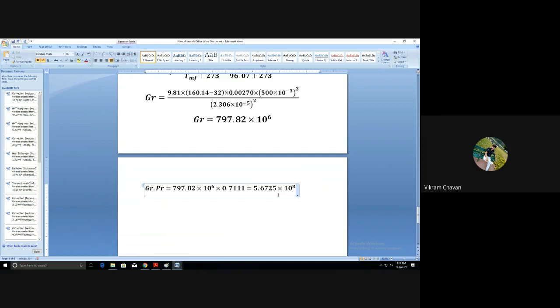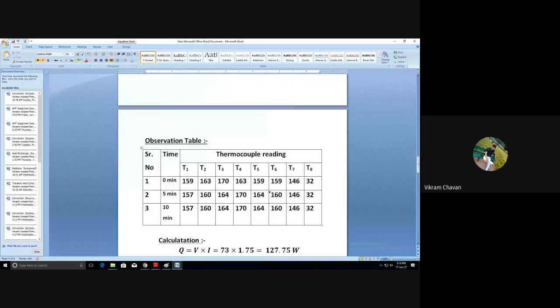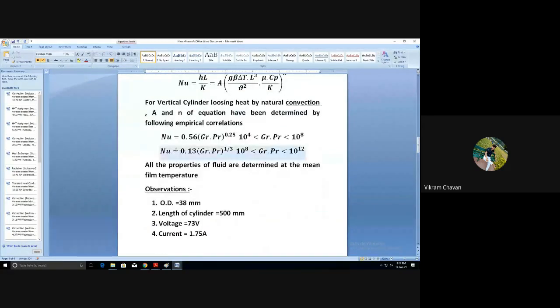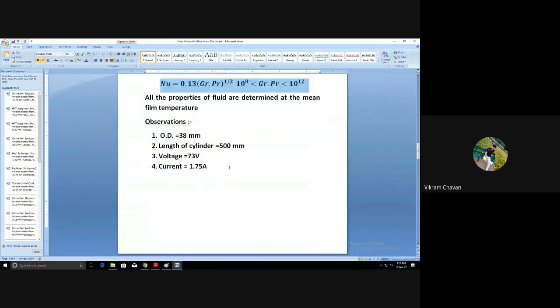This value is greater than 10 to the power 8. Now check our condition for the constants. If this value is in between 10 to the power 4 and 10 to the power 8, then we have to use the first correlation. And if this value, Grashoff's number multiplied by Prandtl number, is greater than 10 to the power 8, then we have to use the second condition. Our value is in between 10 to the power 8 and 10 to the power 12, so we can use this second condition.